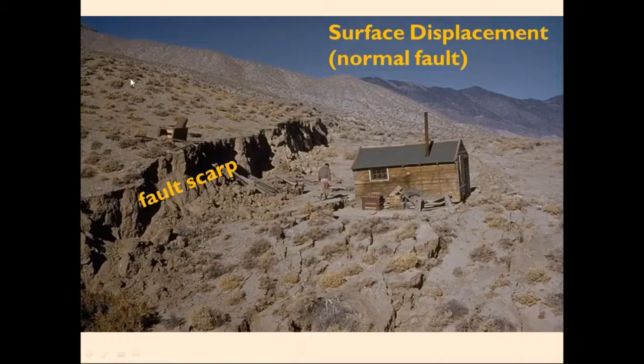Another example of surface displacement, okay, geologic hazard. This fault scarp, that's the actual fault surface itself. The fault is a three-dimensional planar feature, right? So this is the surface of the fault, and this half with the little shack on it has been dropped down relative to the other half, and this is typical of tensional stress, and we would call this a normal fault.